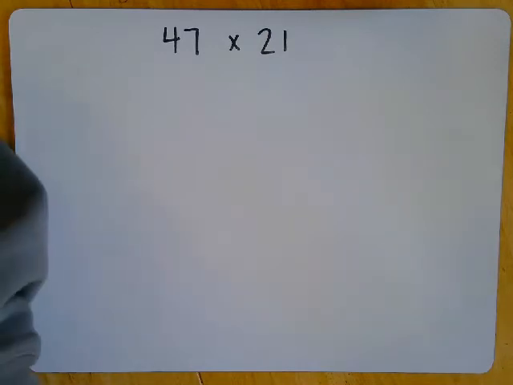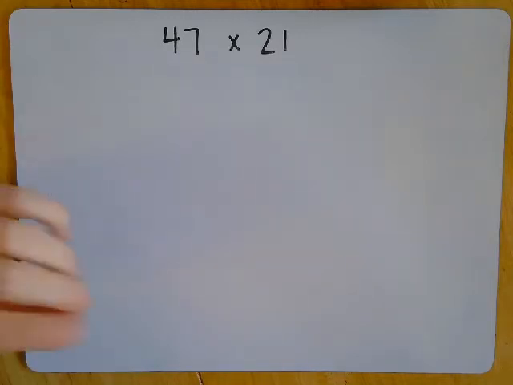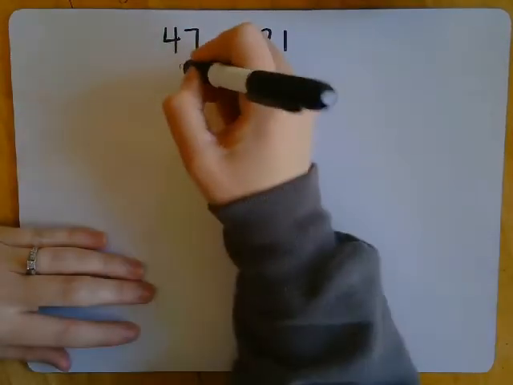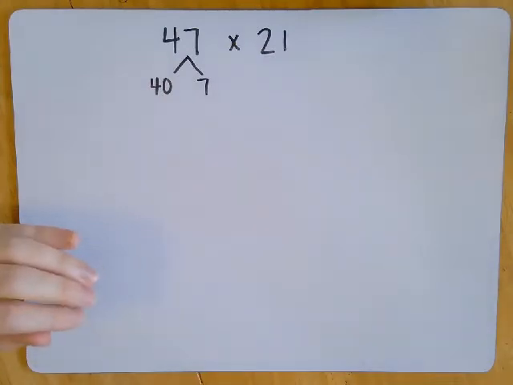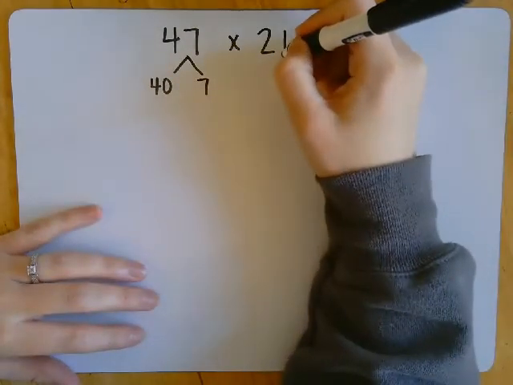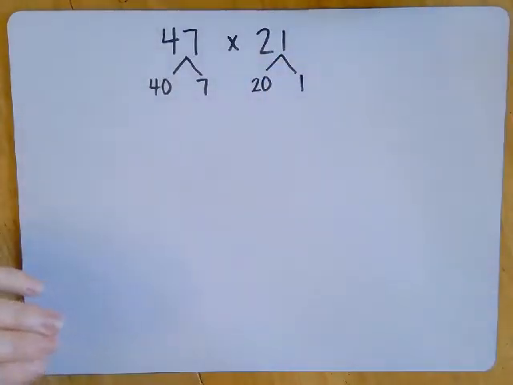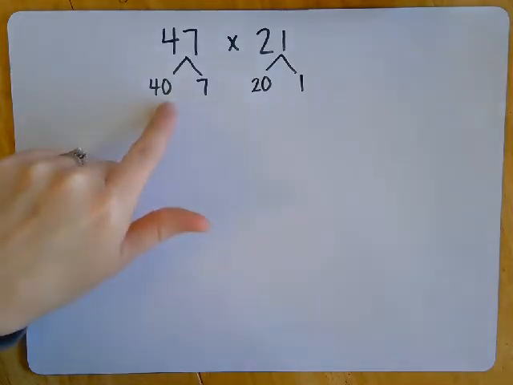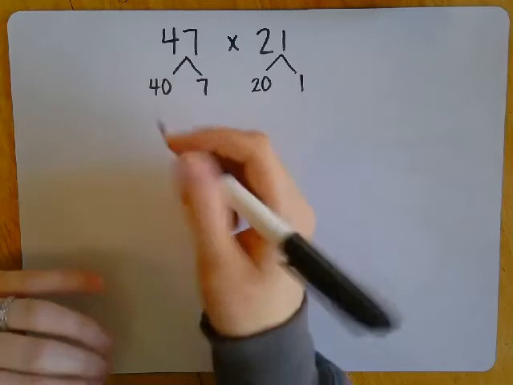Alright, just like we did when we did 3 by 1 and 4 by 1 multiplication, we need to figure out the different parts of these numbers in order to set up our area model. So if I look at 47, I know that 47 is made up of 40 and 7. I also know that 21 is made up of 20 and 1. So this tells me that I need to multiply 1, 2, 3, 4 numbers in this problem. And I'm going to set up my area model.